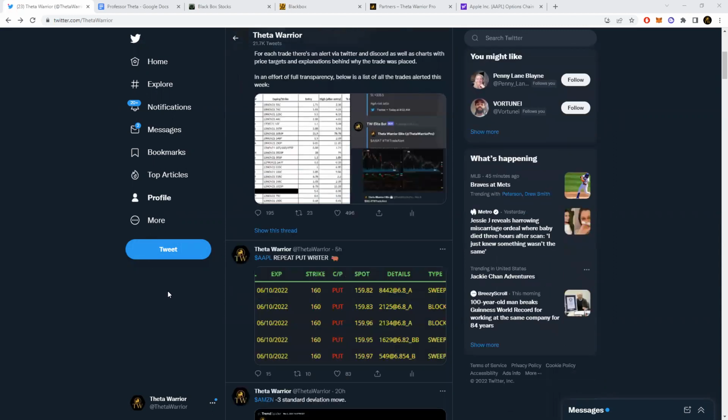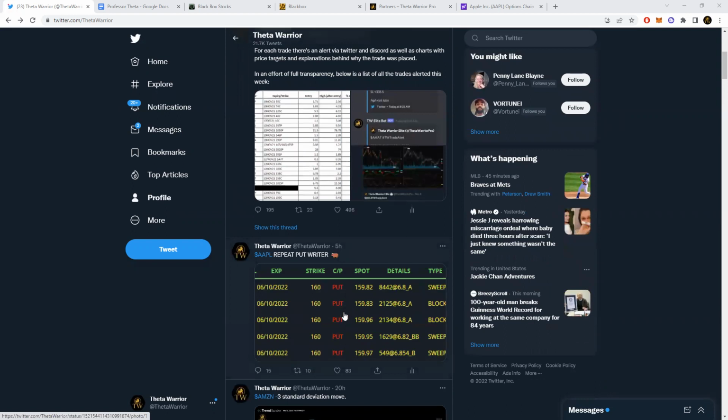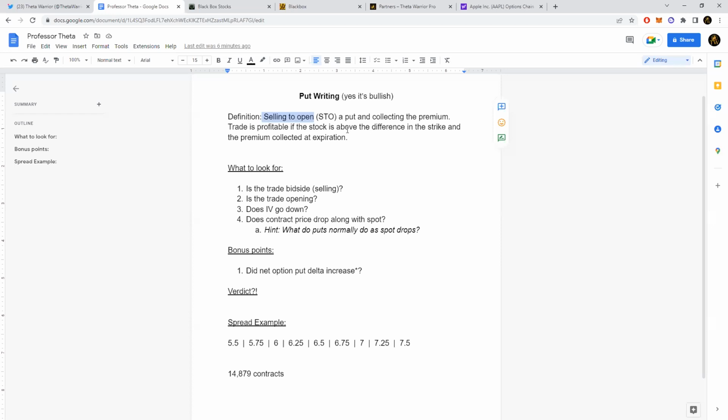And we got a great example of some really nice, clean put writing in Apple today. And this was going to be the trade that we're going to discuss. And we'll get right into that in a second. But first, I want to give you a definition. So it's really easy. The definition of put writing is just simply selling to open a put and collecting the premium. Yes, it is bullish. And I'll explain a little bit more why that is the case later. So selling to open, that's the key.